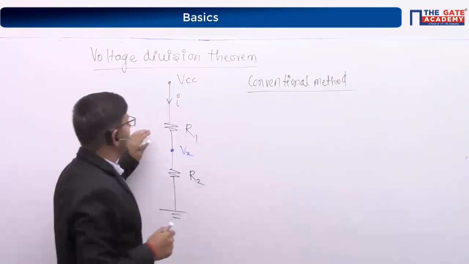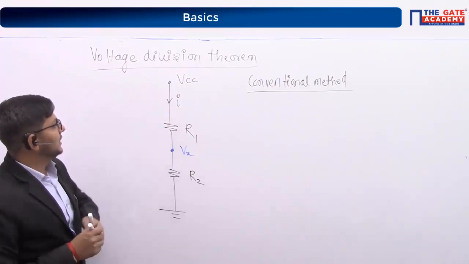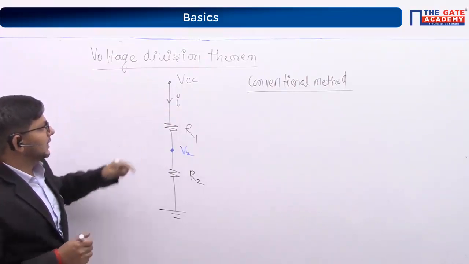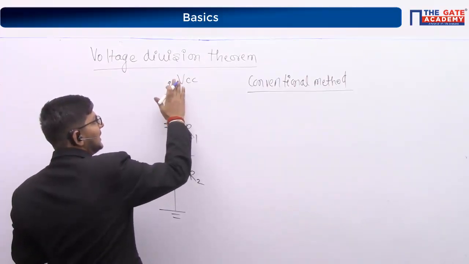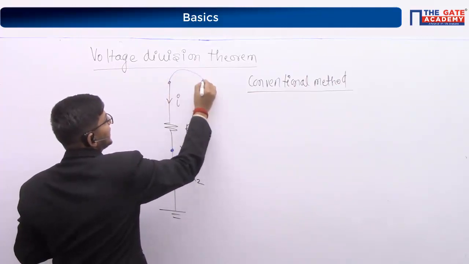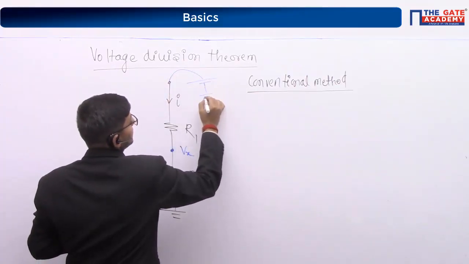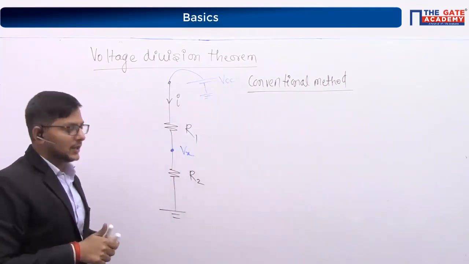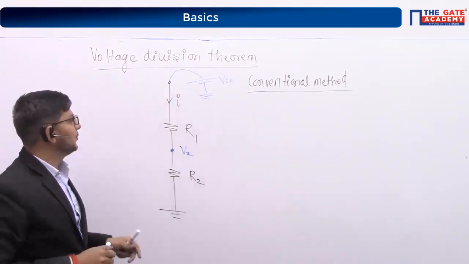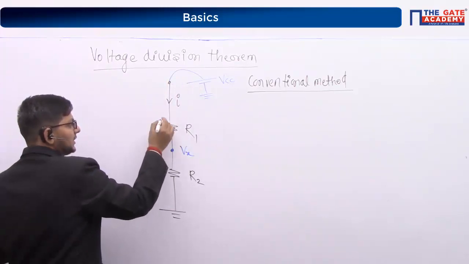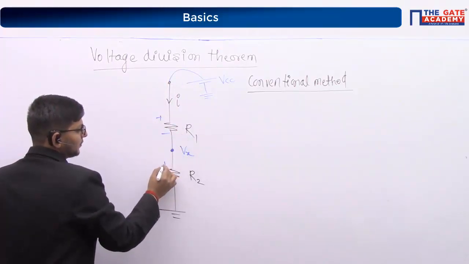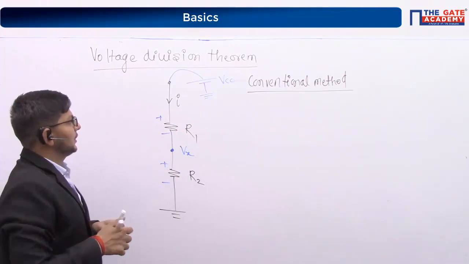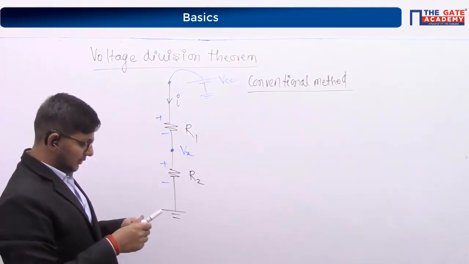So first I am going to apply KVL in this loop. Can I replace the VCC like that? We can replace the VCC like that. This is my VCC, correct? Now I apply KVL in this loop. Current flows from here to here, so this will be positive, this negative, this positive, this negative, right?